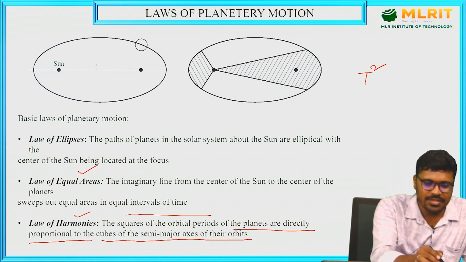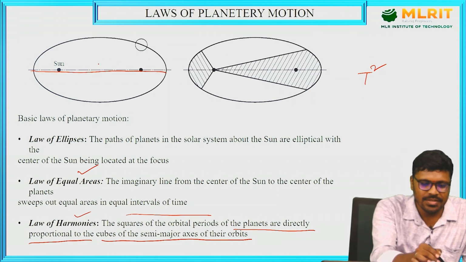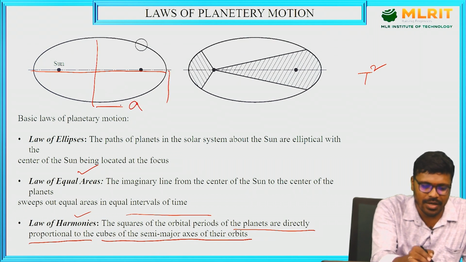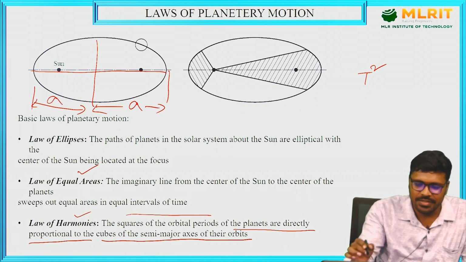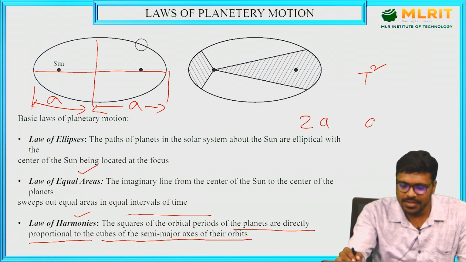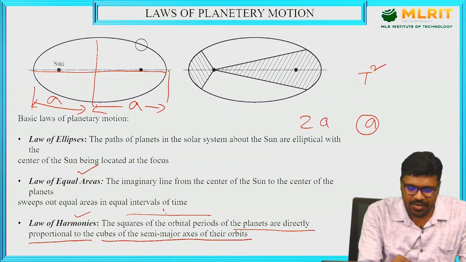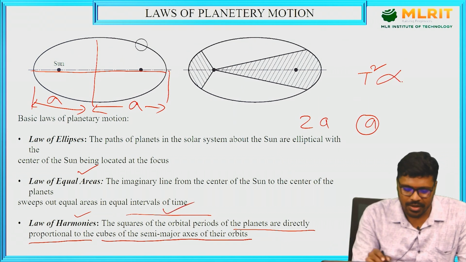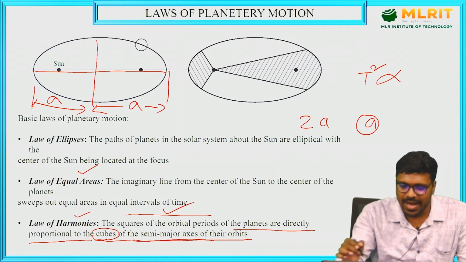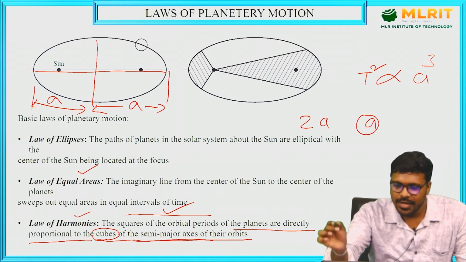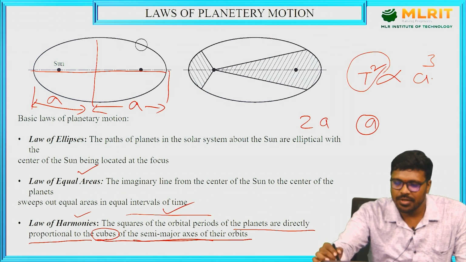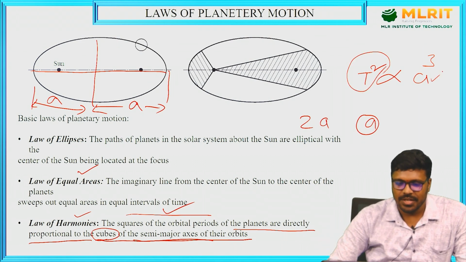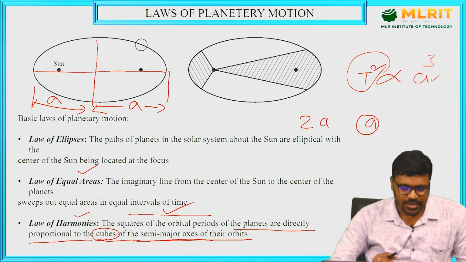What is the semi-major axis? This is the major axis, and half of the major axis is the semi-major axis, that is small a. This is small a and this is small a, the major axis is 2a, and the semi-major axis is a. So the square of the orbital period is directly proportional to the cube of the semi-major axis, that means a cubed. This is the third law.